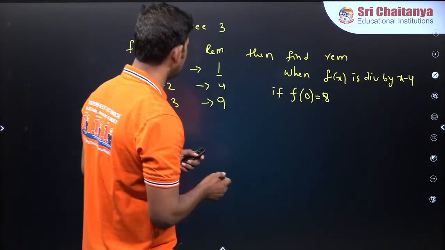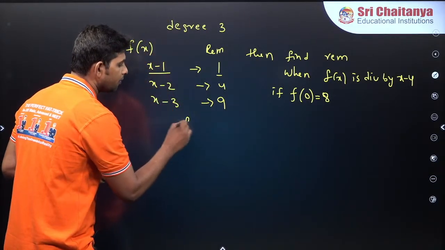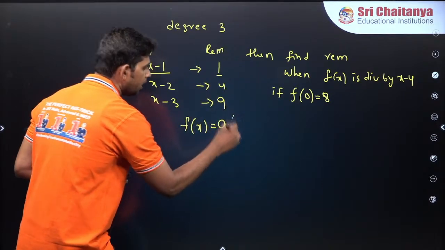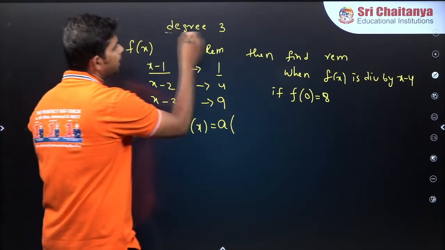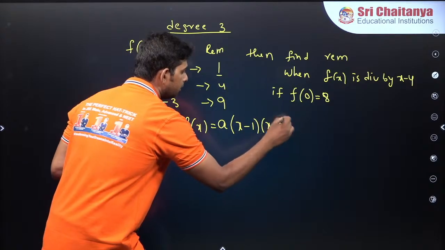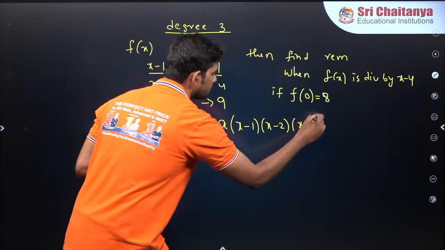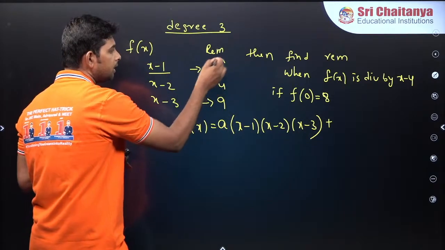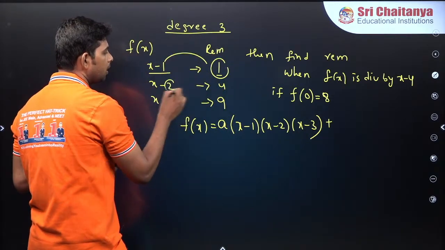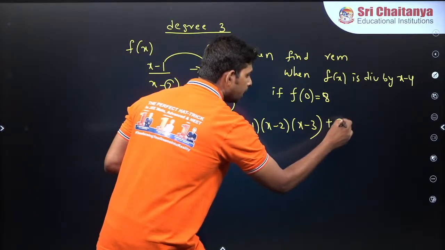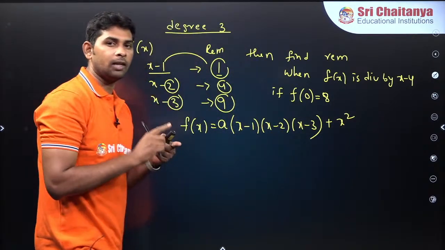So I am going to solve this by taking f of x equals, we don't know the value of a because that is the coefficient, and degree 3 I am taking. I am multiplying all the divisors they have given, x minus 1, x minus 3, x minus 2. Taking 1 here, 4 here, 9 there, so you can take x square as the remainder for all these 3.